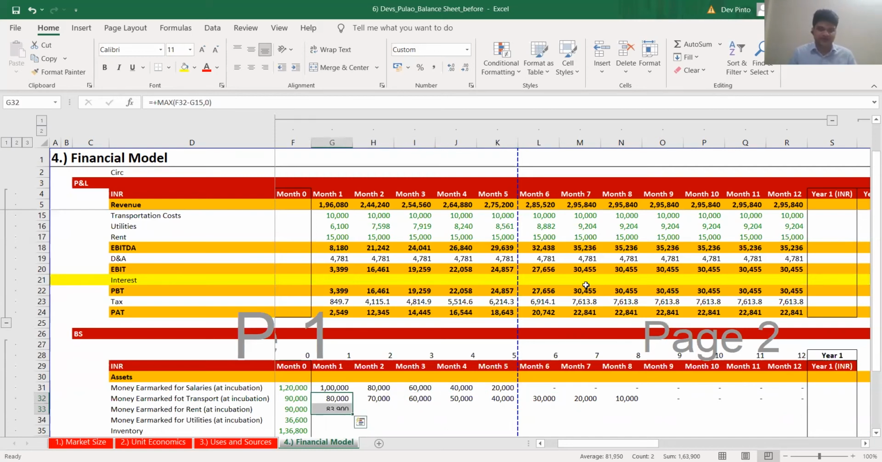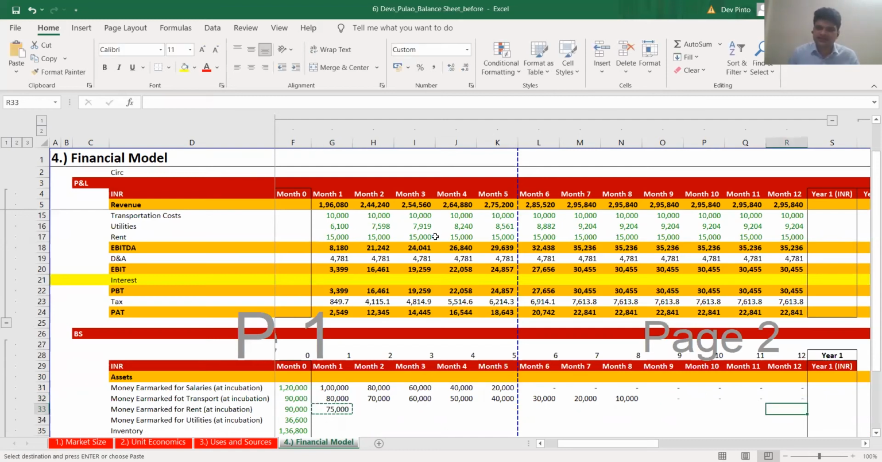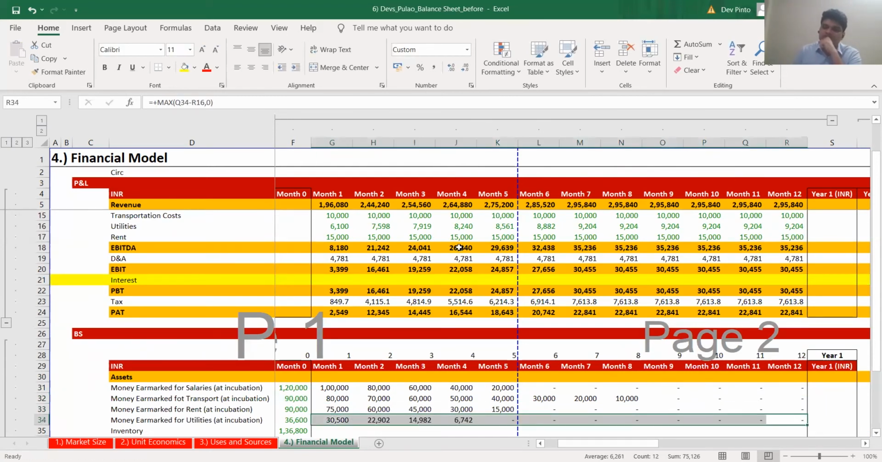Next, let's go to rent. Again, same logic, nothing fancy. Just link it to the right cell. I think, yep, balance goes to zero in month 6. Next, utilities. Let's link this properly. Okay. Wait, why is my utilities balance going to zero in month 5 and not month 6?